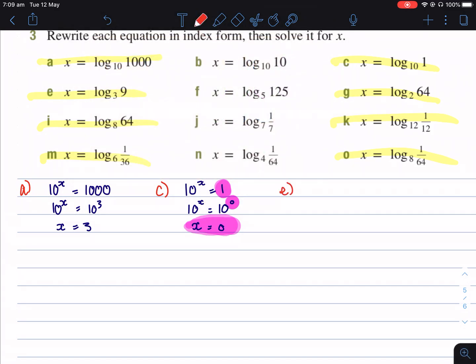Question E, we've got log base 3 of 9. Can you see it yet? That means 3 to the x equals 9. Well, you know 9 is 3 squared. You probably don't need to write this line of working out, by the way. X equals 2.